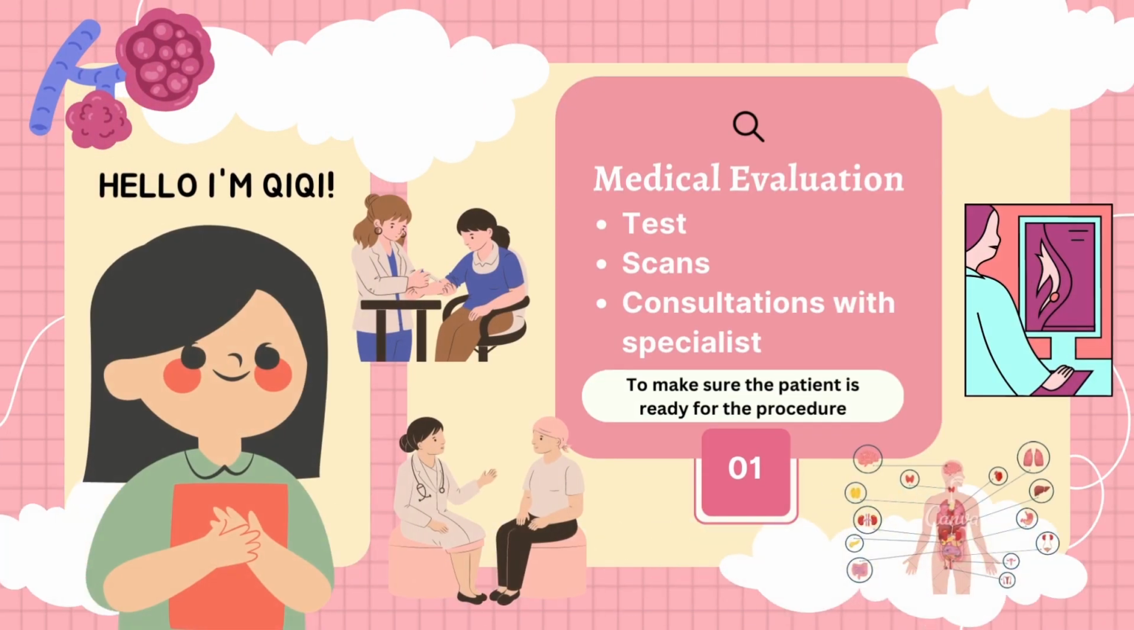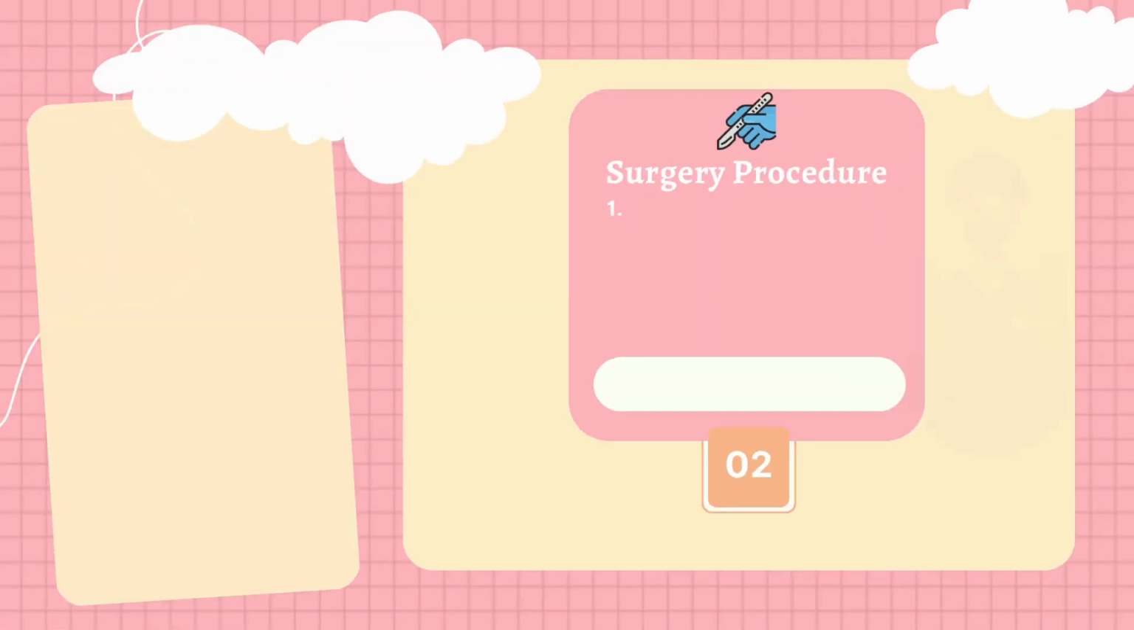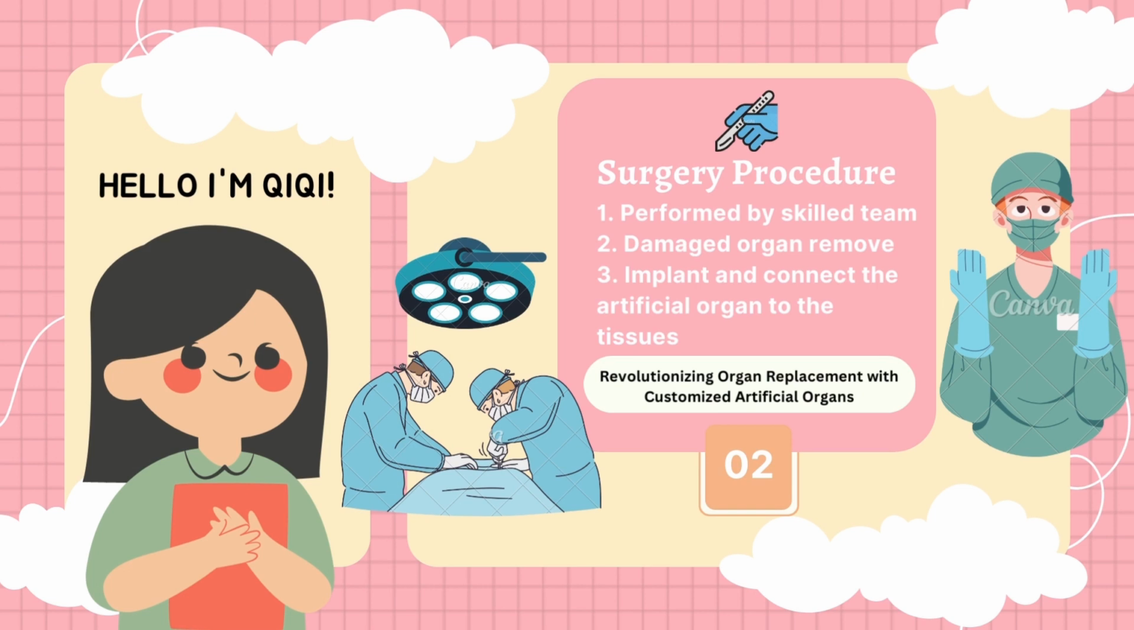First, a patient undergoes a thorough medical evaluation to see if they are a good fit for an artificial organ transplant. This includes various tests, scans, and consultations with specialists. It is important to make sure the patient is healthy enough and mentally prepared for the procedure. Then comes the surgical procedure, which is performed by a skilled team of doctors in a specialist operating room. The damaged organ is carefully removed, creating space for the new artificial organ. The doctors then skillfully implant and connect the artificial organ to the surrounding tissues, blood vessels, or nerves.